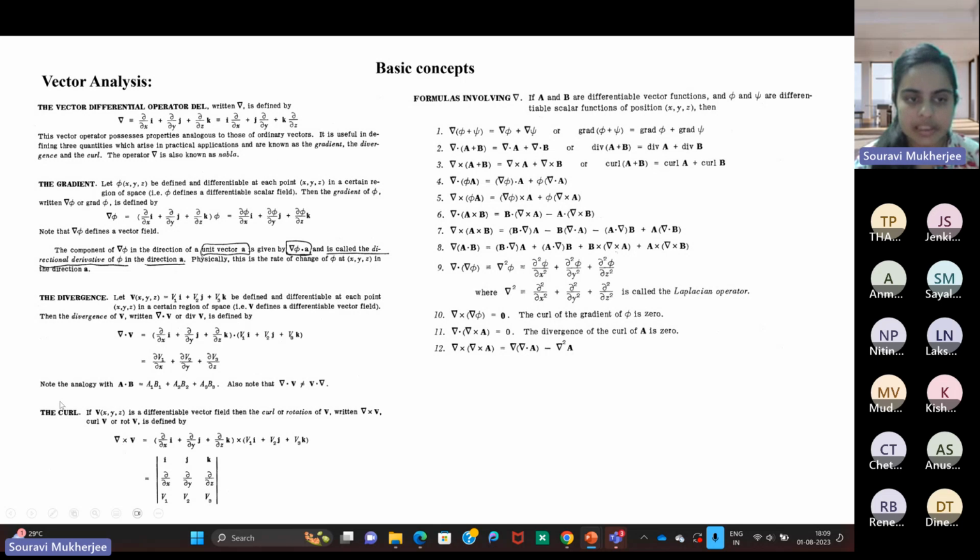Similarly, you can also describe your vector fields by the curl of the vector quantity. So what you do is take the curl of V. Okay, so it's a cross product. This is also a vector, so here you get a vector quantity.